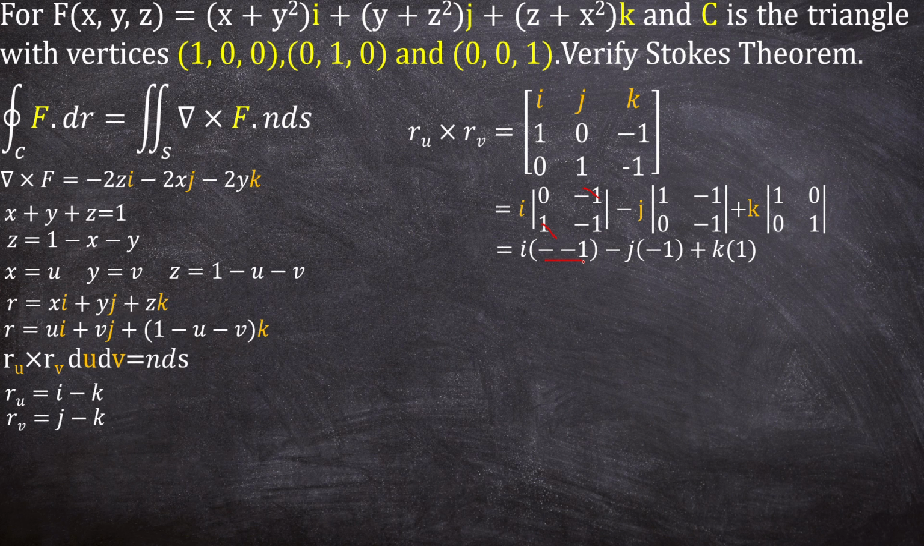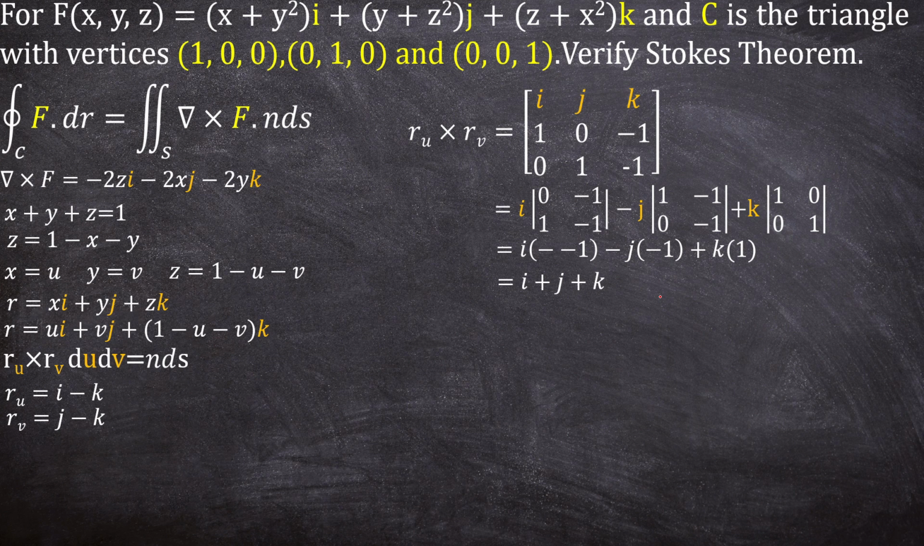So that's why I have a negative and a negative right here. And right here, we're going to have 1 times -1, minus 0. So that's just -1. And right here, we're going to have k, and we're going to have 1 times 1. Okay, so now let's simplify. So we're going to have i plus j plus k.